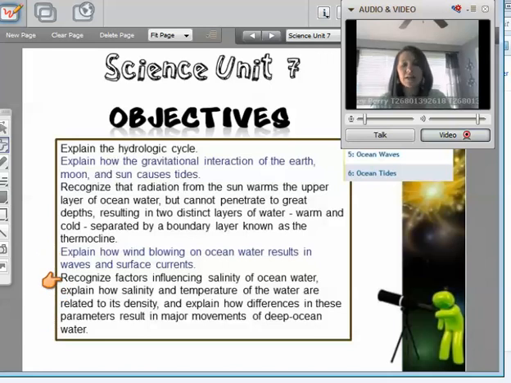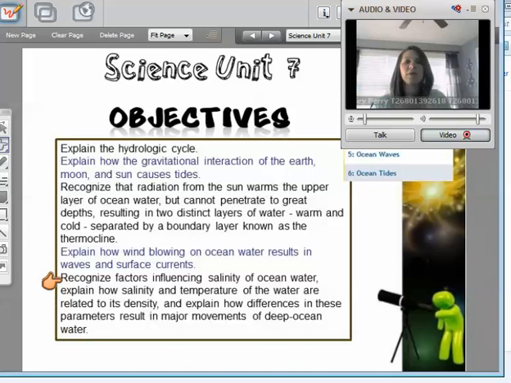So recognize factors influencing salinity of ocean water. So we want to make sure we know the colder the water is, the more dense it is. The warmer it is, the less dense. And then we have salinity. Obviously, the more salt that you have in the water, the more dense it's going to be. The less salt, the less dense. So cold water that has a high salinity is going to be the most dense.